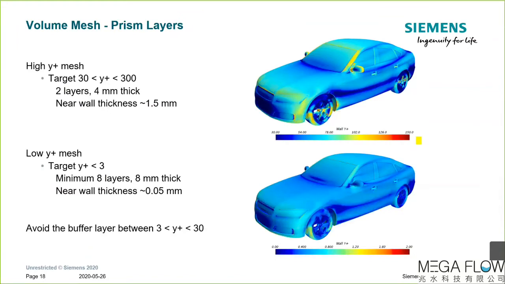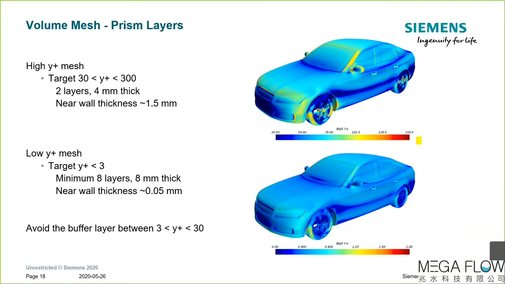Yeah, so you can see here 2 examples of a high Y plus mesh on the top, low Y plus mesh at the bottom. Well, at the end of the day, the goal is to avoid also the buffer layer between 3 and 30. I know it's not always possible, but for the important surfaces like the exterior surfaces of a vehicle, you should really make sure that you are within a suitable range for the Y plus value. So in general, I recommend to create a low Y plus mesh on the exterior surface of the vehicle. So that's what you can see here at the bottom.